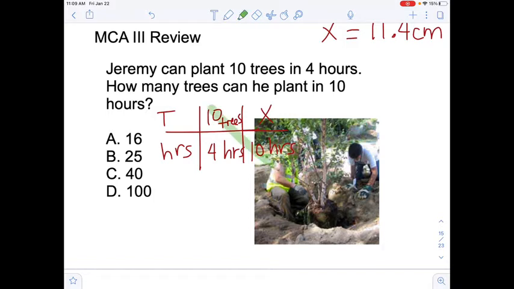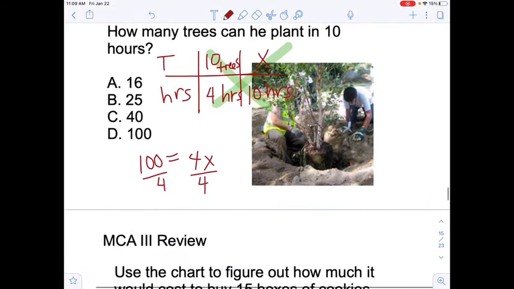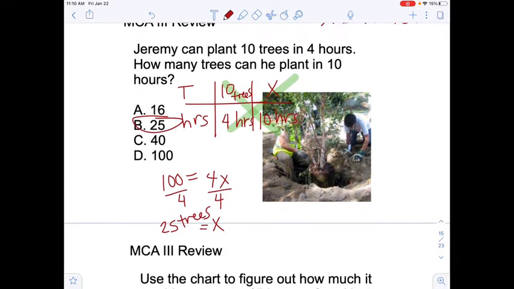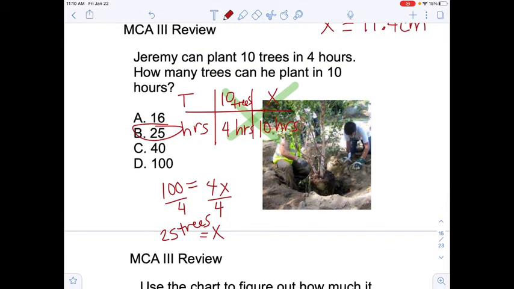Going to use cross products here. 10 times 10 is 100. And set that equal to 4 times X, which is 4X. Divide both sides by 4. And I'm left with X equals 25 trees. So in my multiple choice, B would be correct, just have to add a label. He plants 25 trees in 10 hours.